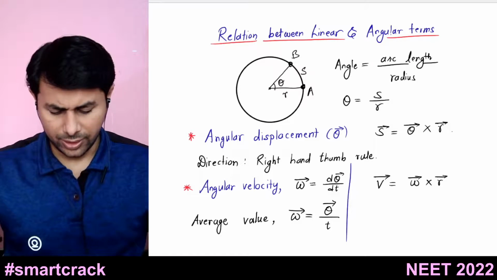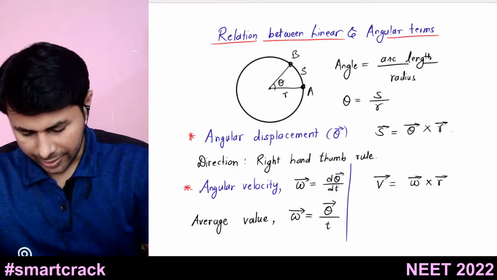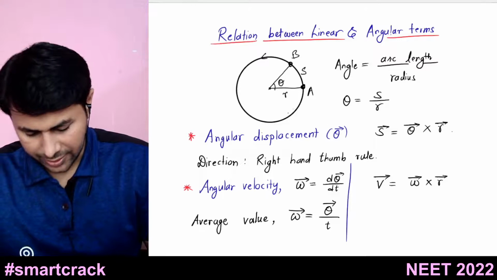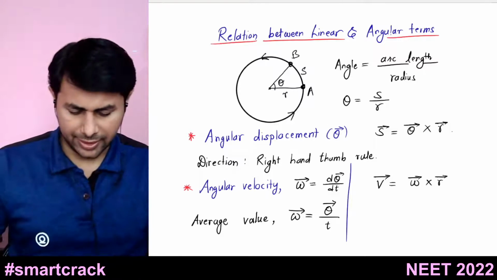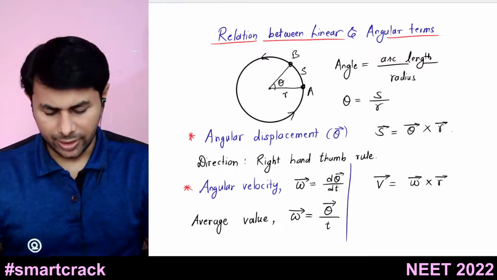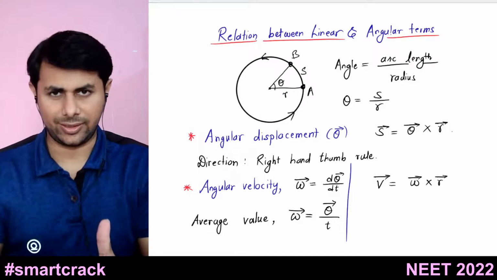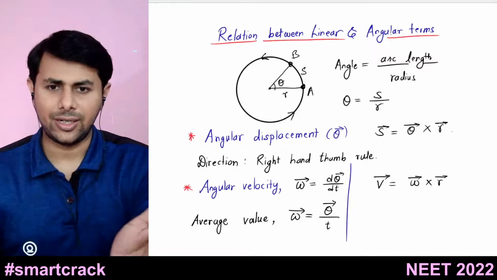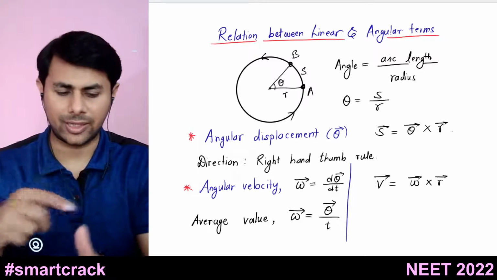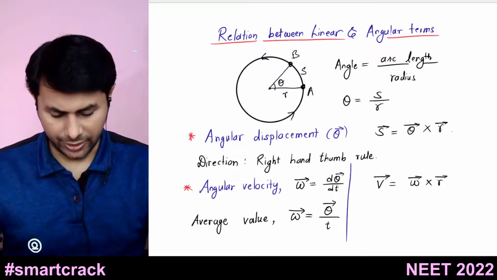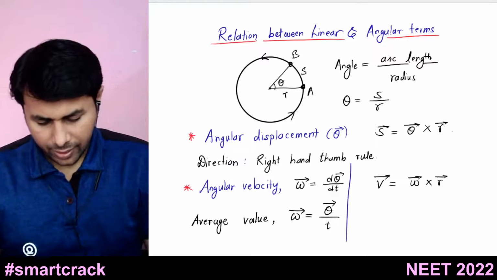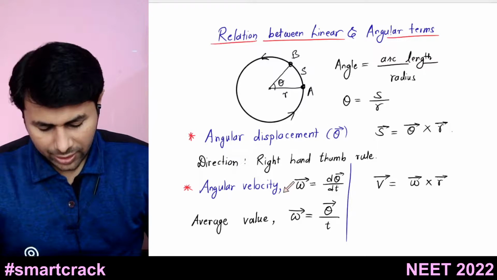Okay. So here the particle is moving in anticlockwise sense. So the direction of its angular displacement will be what? Outside the plane of your device. Okay. If you take your right hand, curl the fingers in direction of motion of this particle and stretch your thumb. Okay. Then we find angular velocity.